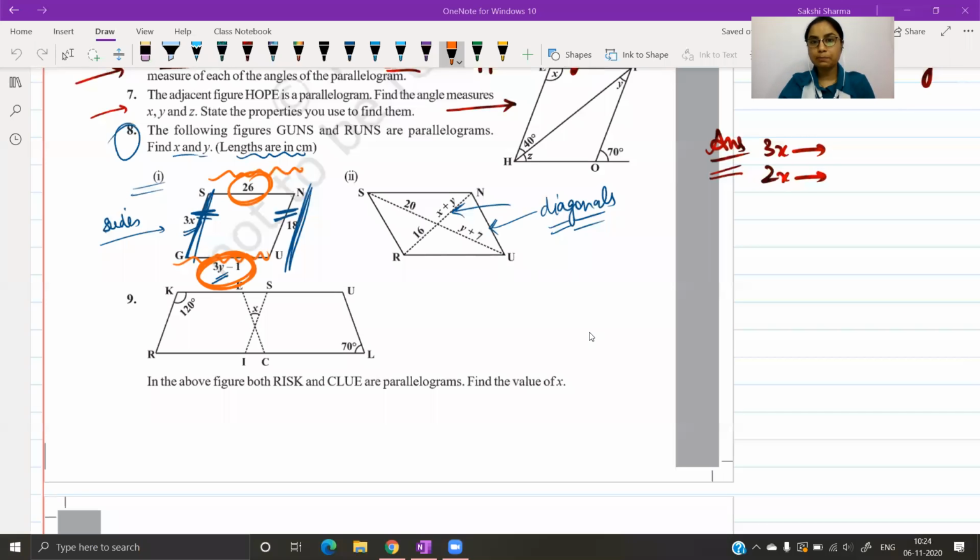And since it's a parallelogram, we will use the property of the diagonals of a parallelogram. What we know is that for a parallelogram, the diagonals bisect each other. So for the diagonal RN, the two parts that you can see, one part is indicated as 16, the other one is indicated as x plus y. They will be equal. And similarly, for the second diagonal SU, the two parts indicated are 20 and y plus 7. These two parts will be equal. So this is the property we are going to use.